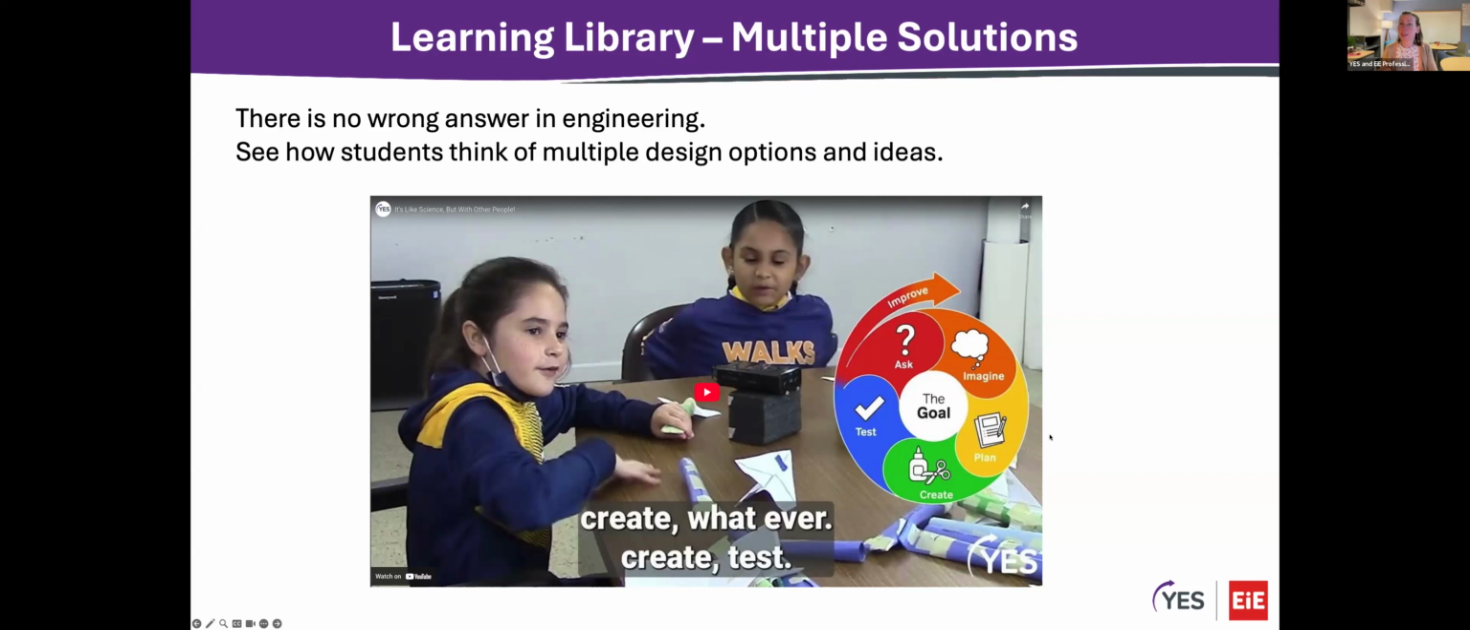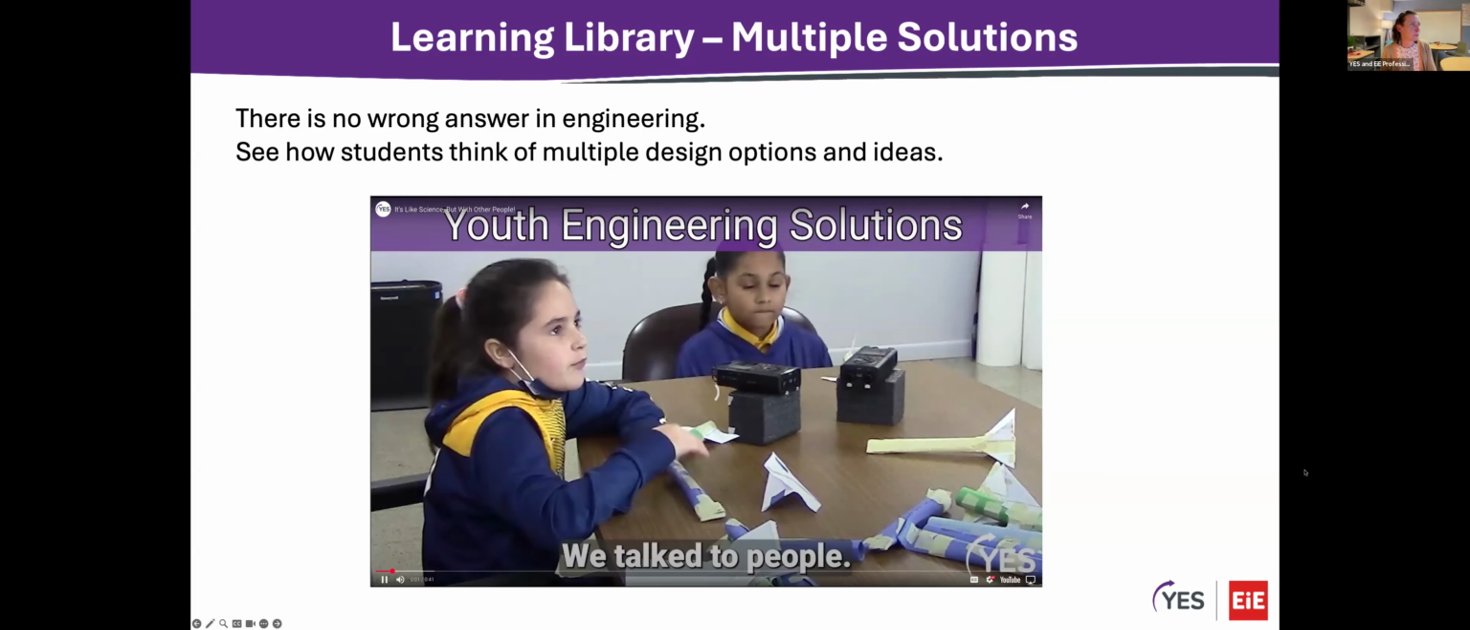And so one of my favorite things about engineering is that there's no right answer. So it almost takes a little bit of pressure off you as a teacher to always be the bearer of knowledge. And so there's no specific results required. And so in this quick video, I'm just going to play, you can see how students are thinking of multiple design options and ideas. And so these are kids reflecting on their experience with the enrichment unit, our rescue shuttles unit.